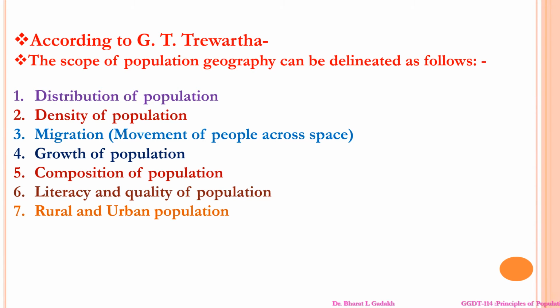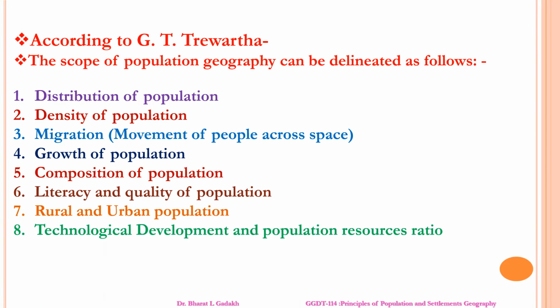The next one is rural and urban population. What is the difference between rural and urban population? We explain the rural population as well as the urban population. The next point is technological development and population ratio. This is very important here. Technological development means how technology develops, and then how population resources are developed. If technological development is high, the population resource will be developed.